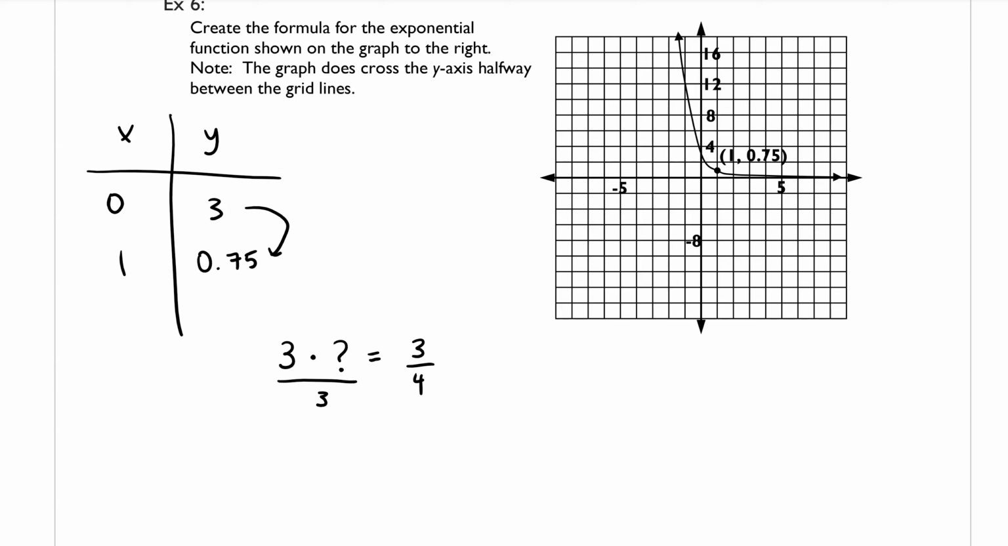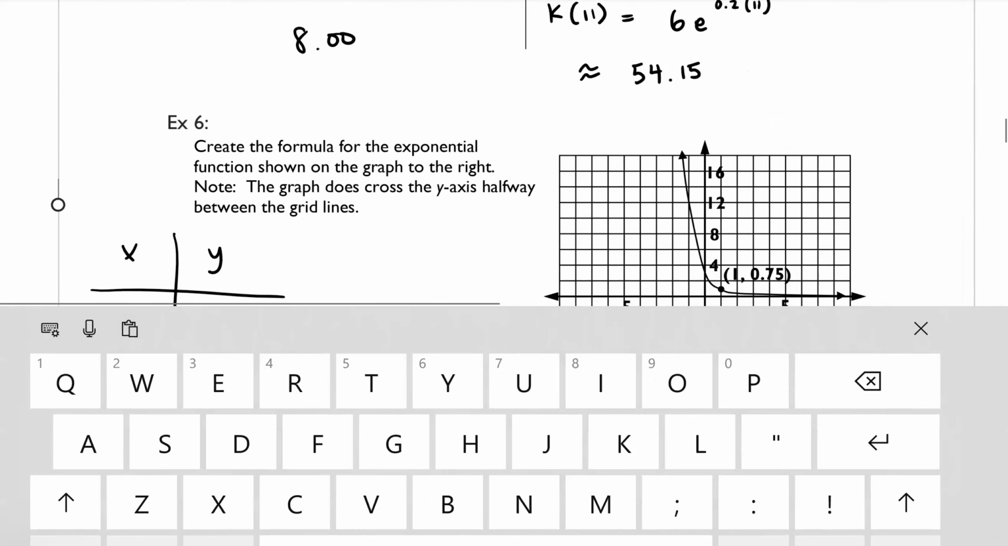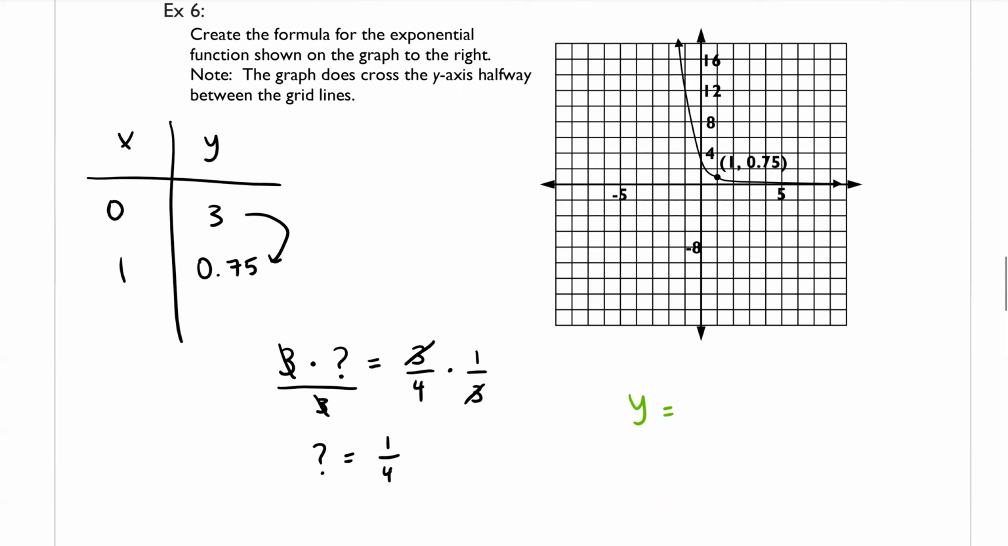And if I divide both sides by 3, on the right-hand side, dividing by 3 is the same thing as multiplying by 1/3. The 3's will divide on the left-hand side, and they will also divide on the right-hand side. So we'll get that question mark is equal to 1/4. So now if we're trying to create the function, we would have y equals our starting value, which is 3, and then our value that we're multiplying by is 1/4, and then our exponent would be x. So that is how we would come up with our function there.